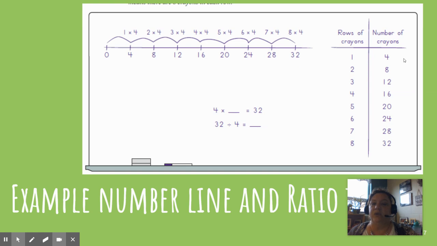You could also use a ratio table. Ratio tables are huge. They're really in right now. In 3rd grade, you learned how to use them. In 4th grade, you're going to use them a lot.